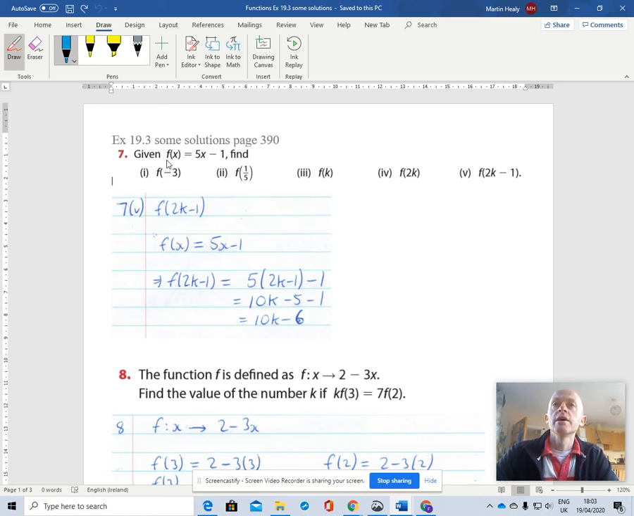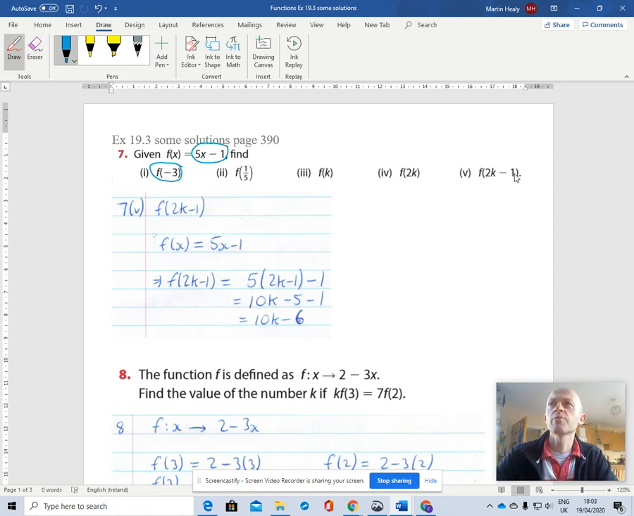So f of x is equal to 5x minus 1. What you do with this question is, if it's f of minus 3, you take out x and replace it with minus 3. In this particular case, what happens to x? It gets multiplied by 5 and you subtract 1. I do the exact same thing with the minus 3. So 5 times minus 3 is minus 15, minus 1 is minus 16. So f of minus 3 is equal to minus 16.